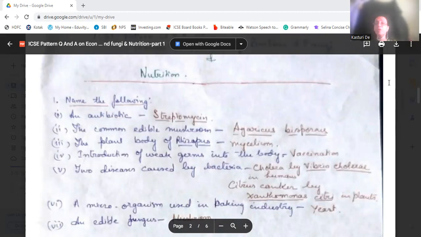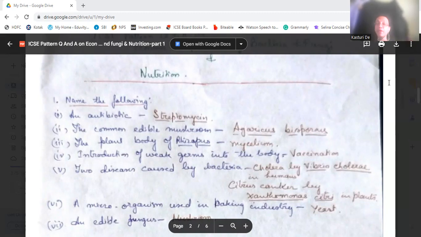So first is name the following: an antibiotic, let us say streptomycin; the common edible mushroom, Agaricus bisporus; the plant body of Rhizopus is known as mycelium. Then introduction of weak germs into the body, that process is known as vaccination. Then two diseases caused by bacteria, any two diseases you can write. I have written here cholera by Vibrio cholerae and citrus canker by Xanthomonas in citrus plants. Cholera is in humans. You can write any diseases in animals or any other plant diseases which are caused by bacteria.